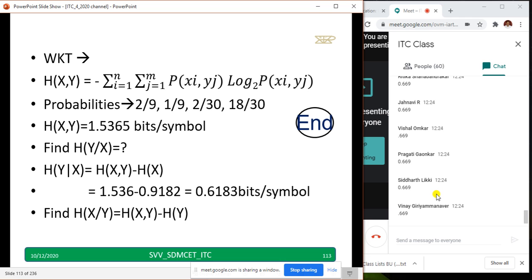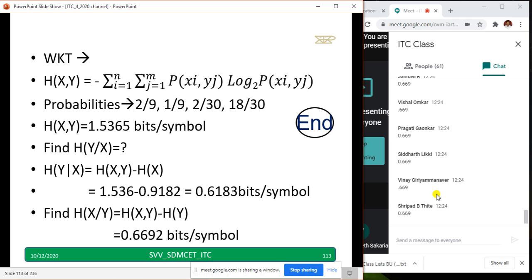Very good. Siddharth got the same. Vinay got same answer. Majority are getting the same answer. It may be correct. Even I too got same. Sripad did it, 0.669 correct.